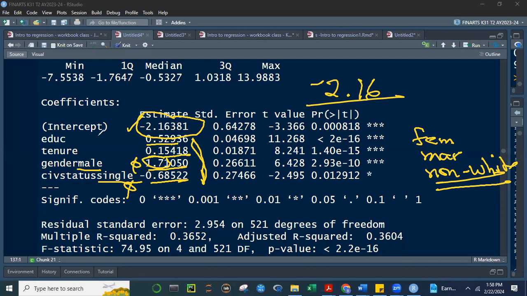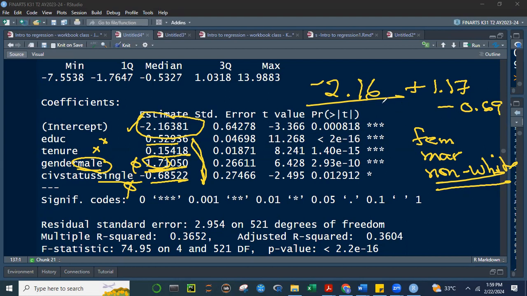So ibig sabihin, class, if I want to know what is the average hourly wage for a person who has no education, no tenure, okay, who is male, who is single, okay, who is male and who is single. It doesn't matter kung non-white or white. What will be the answer, class? So that's negative 2.16, and then we will add this 1.17 kasi male siya. So idadagdag natin to. And then single siya, so dapat negative 0.60, around 69.